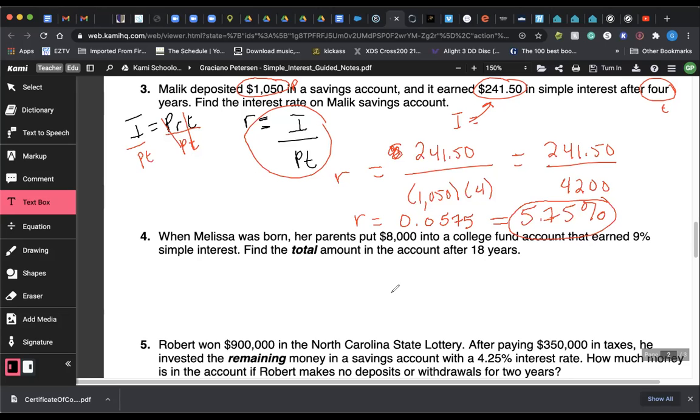Okay. Let's try number 4. It says when Melissa was born, her parents put $8,000 into a college fund account that earned 9% simple interest. Find the total amount after 18 years. So we get to just use our normal formula, right? But of course, we need the total at the end. So we have to remember to add the principal to the interest. Okay, we have to find our interest first. I'm gonna let you guys work on this one on your own. So find the interest and then tell me the total.